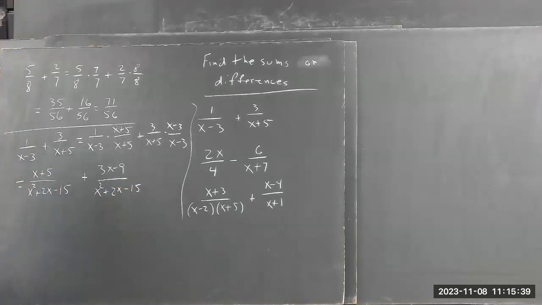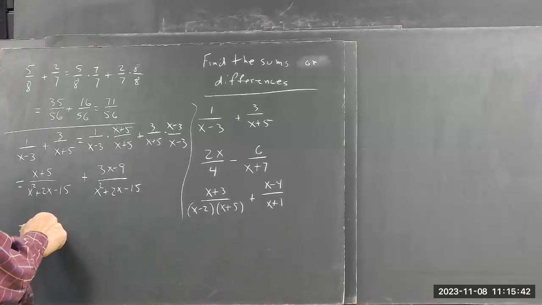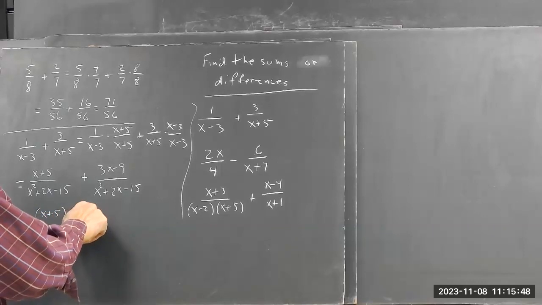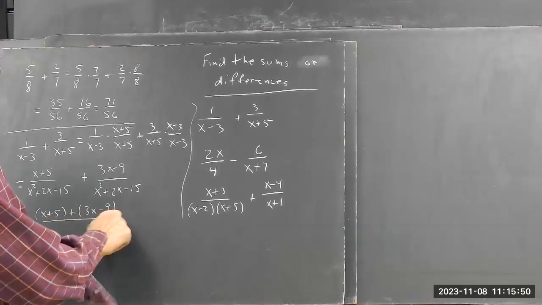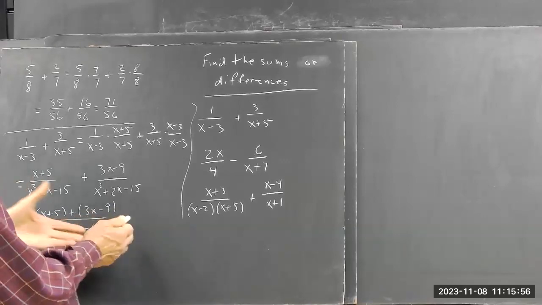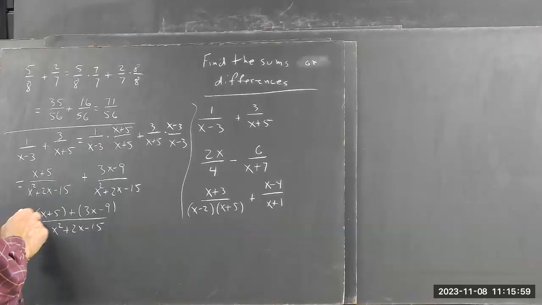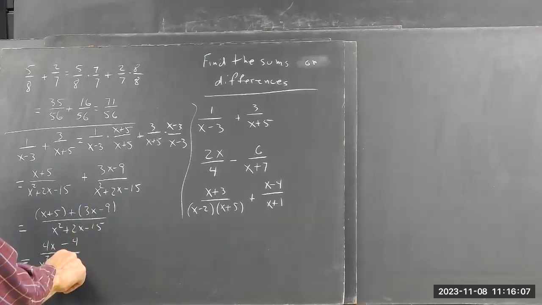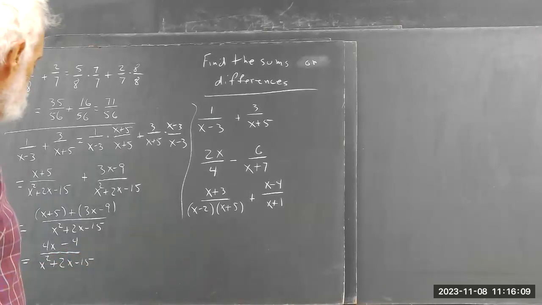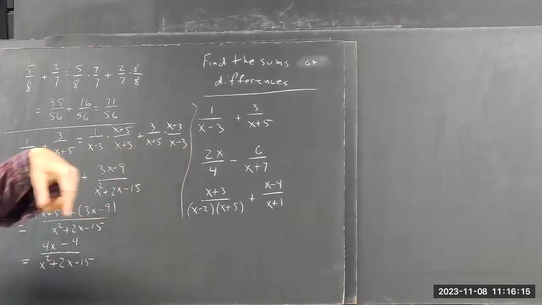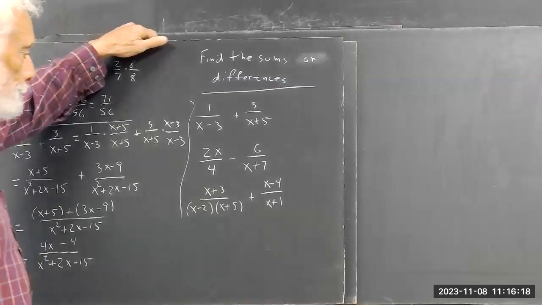Same denominator. So now we can simply add numerators and express them over the same denominator, x plus 5 plus 3x minus 9 over x squared plus 2x minus 15. And then we simplify our numerator. x and 3x give us 4x. 5 and negative 9 give us negative 4. And the denominator is x squared plus 2x minus 15. There's one example. Now, something slightly different is going to happen in this example.